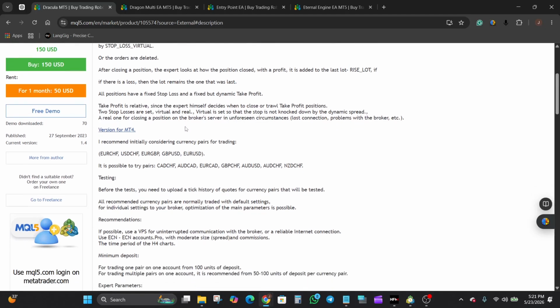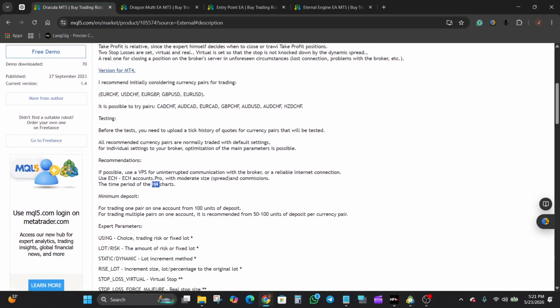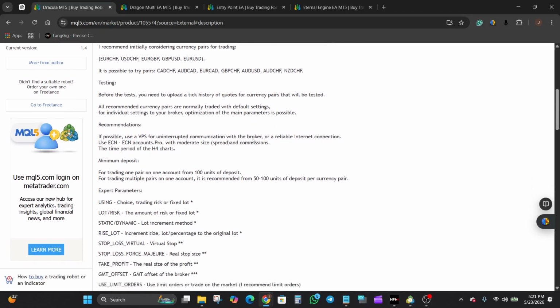The recommended currency pairs listed on the page include Euro CHF, USD CHF, Euro GBP, GBP USD, and Euro USD, while the recommended time frame is H4. Now, there are also several additional pairs suggested for testing. You can see them here. And the developer mentions that optimization may be needed depending on broker conditions.